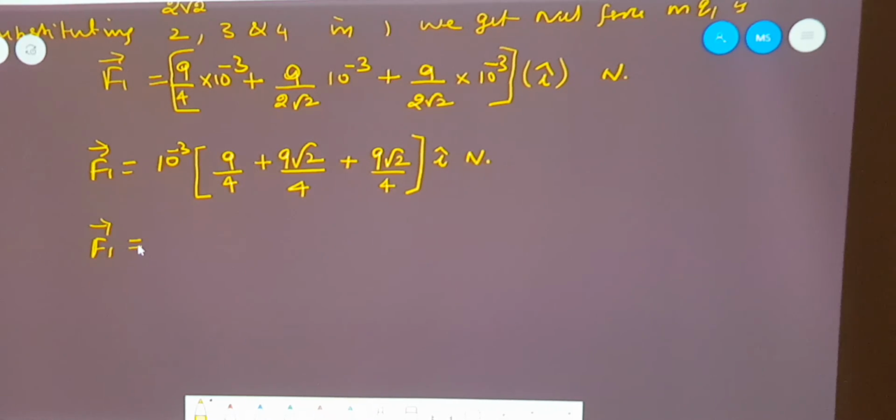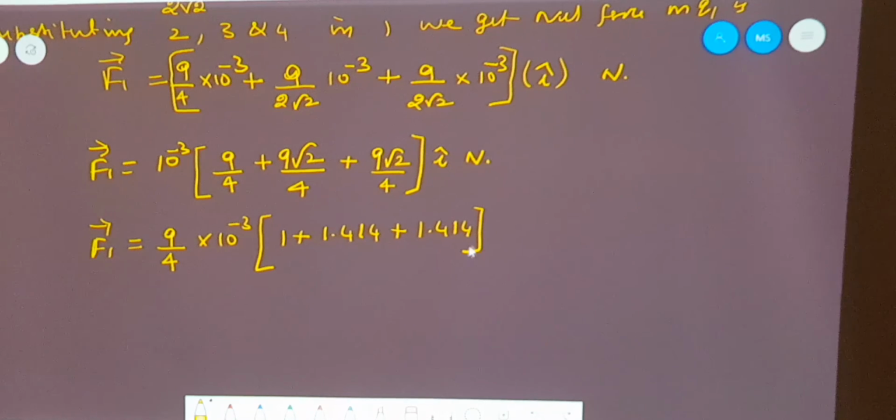Now, it is very simple. You yourself can simplify this. 9 by 4, take it out as common into 10 to the power of minus 3. We will get 1 plus, instead of root 2, 1.414, plus another root 2, 1.414, and you can write it as i cap Newton.